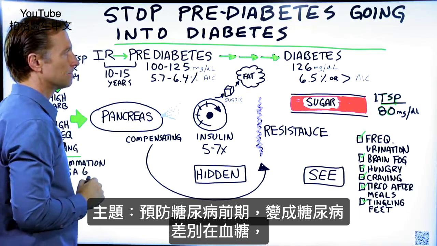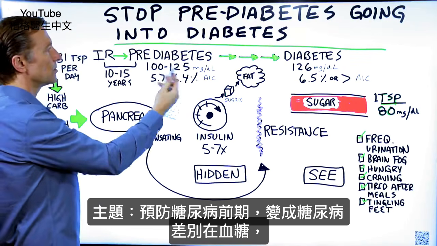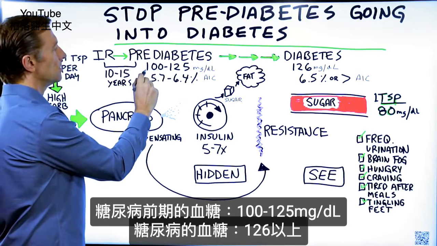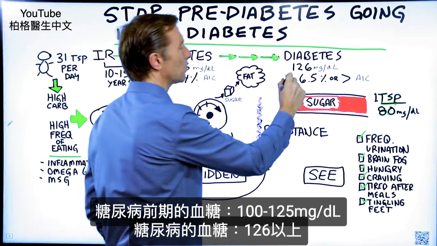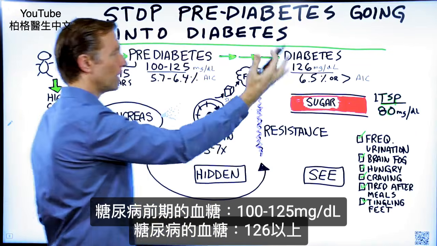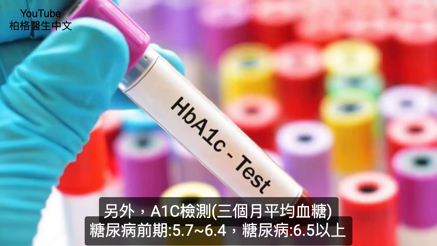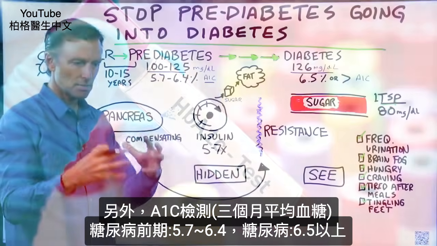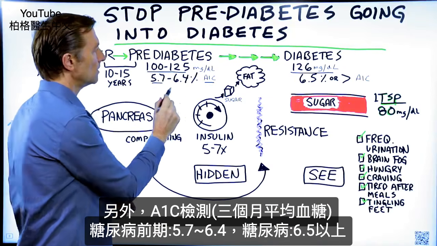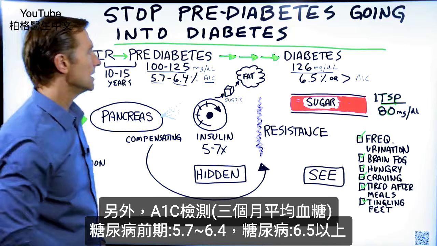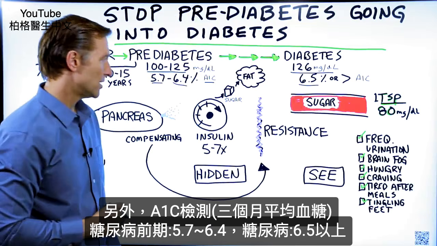Okay, so what we're talking about is how to prevent someone from going from a pre-diabetic state to a diabetic state. Now, the difference between prediabetes and diabetes has to do with your blood sugars. In prediabetes, your blood sugars are around 100 to 125. Diabetes, it's 126 and greater. We're talking about another test called A1C, which is an average of 3 months of your blood sugars. We're dealing with a 5.7 to a 6.4 with prediabetes, and then once you're diabetic, it becomes 6.5 or greater.